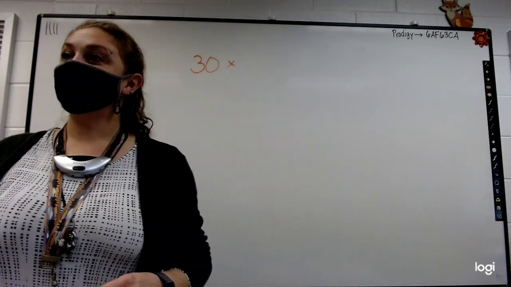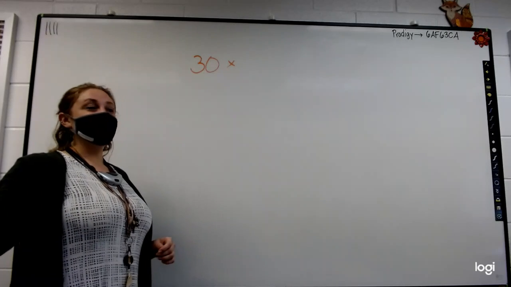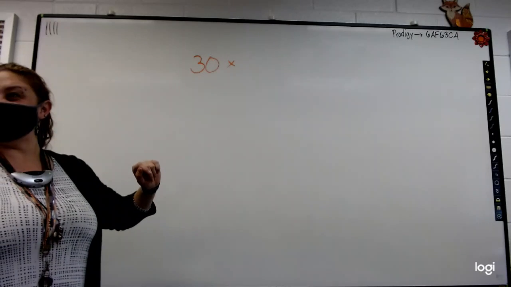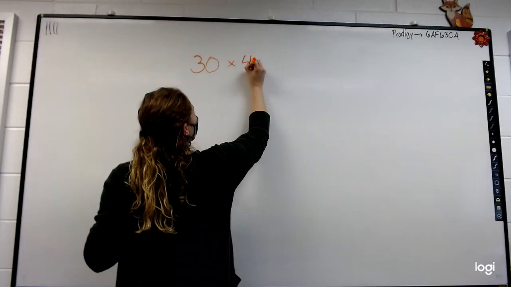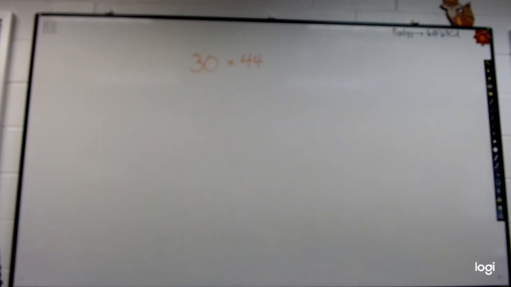Madeline? 40. Well, we can do 30 times 40 easy because it's all zeros. Put a digit in the ones place for me. 44. Perfect. 44. All right, here's our problem. 30 times 44. We know the first step. Okay, start that box model.